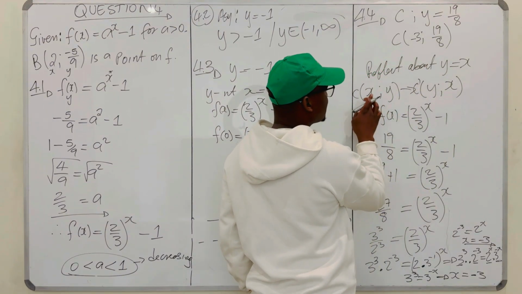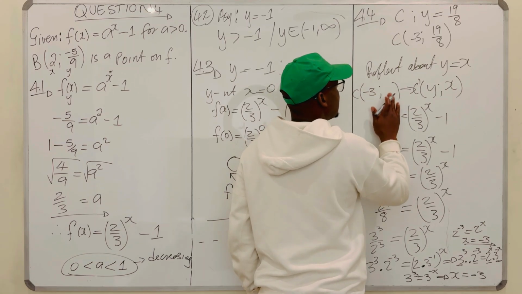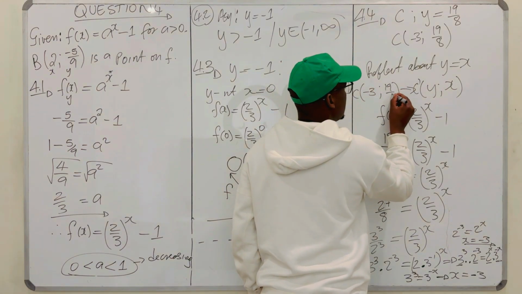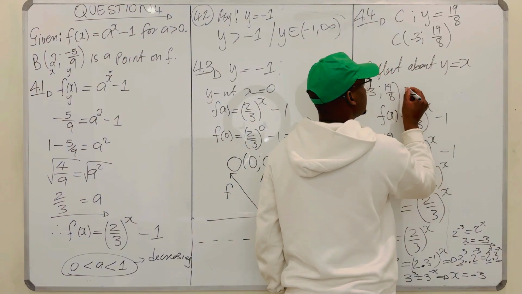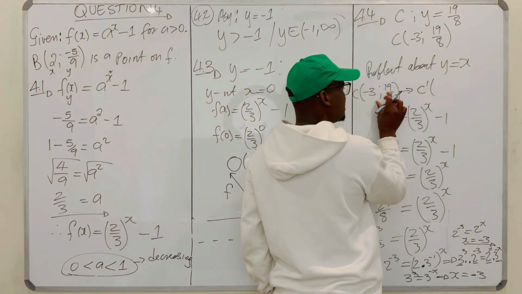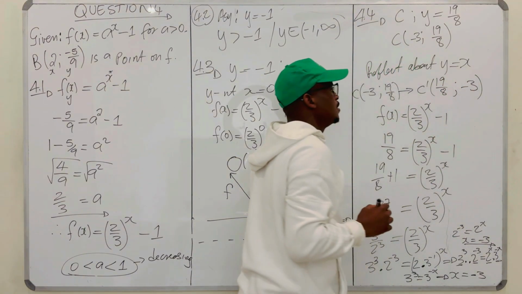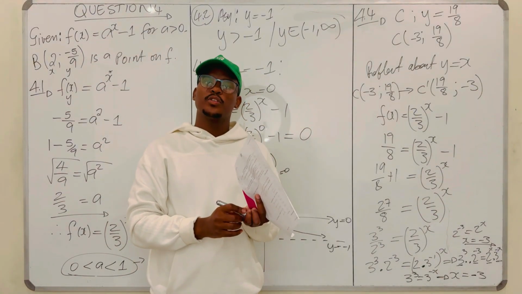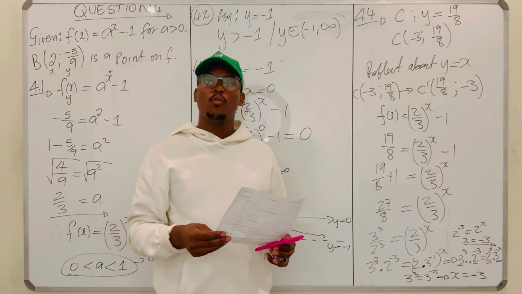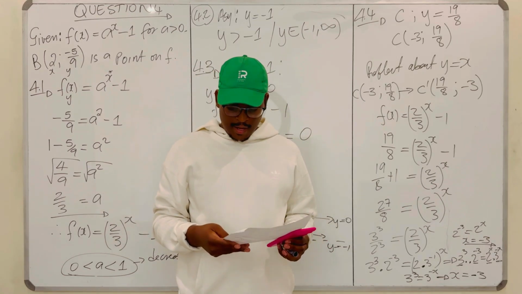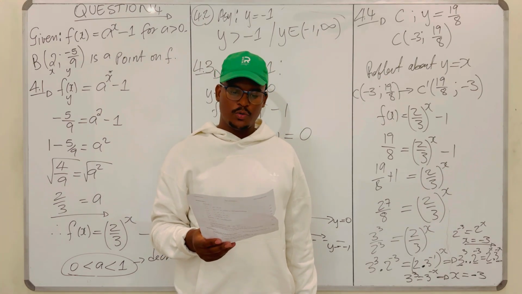So if you apply this transformation, here you have minus 3, and here at y you have 19 over 8. If you want the image of C, these things will swap around, so it will be 19 over 8 and minus 3. Those will be the new coordinates of C, which is the image of C when reflected. And I think that's how you do this question. I hope it makes sense to you, as it does to me.